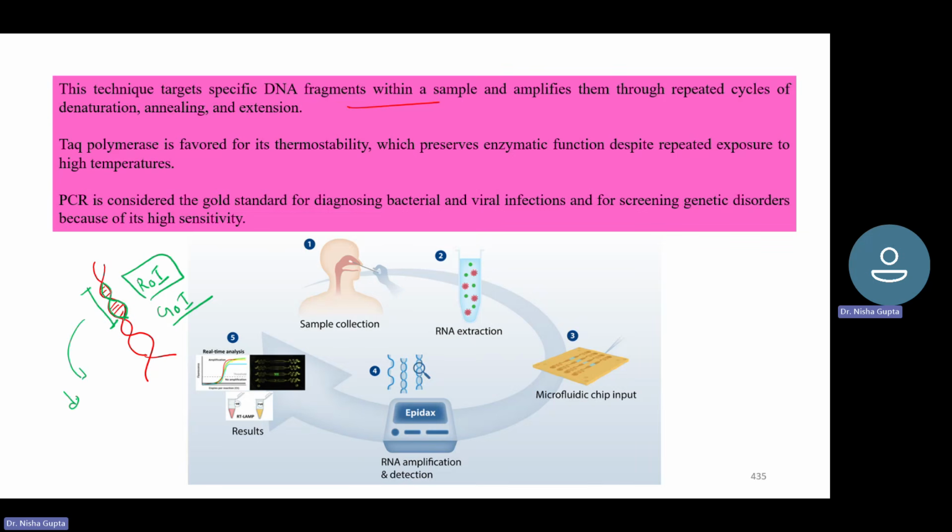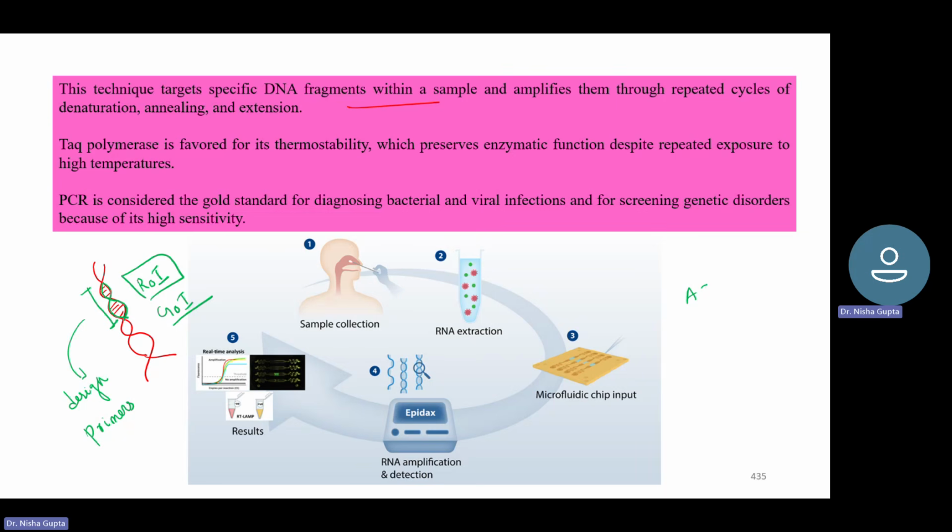So you will design primer. So primers are what? Primers are short oligonucleotides, basically 20 to 25 nucleotides long. So it will be complementary to your gene of interest.